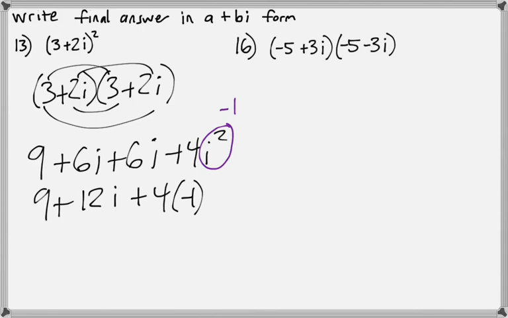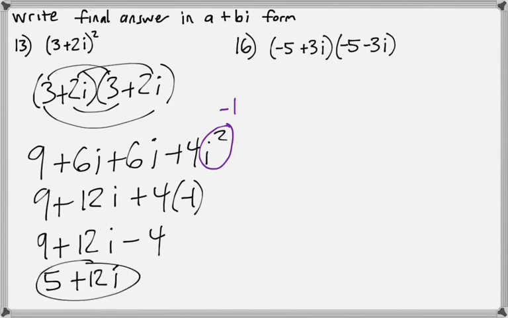Which is going to make that a -4, which can combine with the 9 to be 5. And that'll be my final answer.